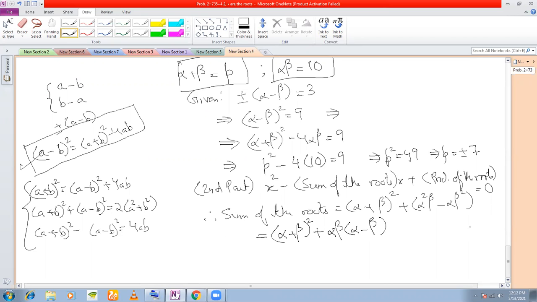This is the sum of the roots, but here again I have alpha minus beta, right? So what I'll do here is I'll take alpha plus beta whole square plus alpha beta, and from this identity, a minus b whole square, what can I write this as? In terms of alpha plus beta, I can write this as root over of alpha plus beta whole square minus 4 alpha beta, isn't it?